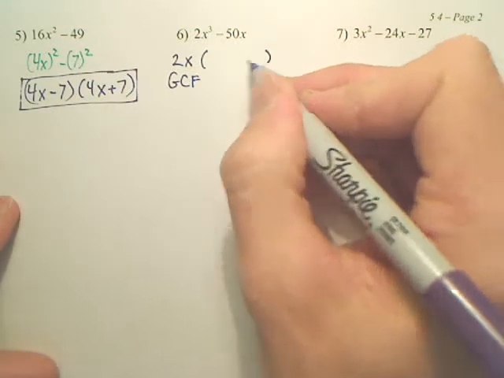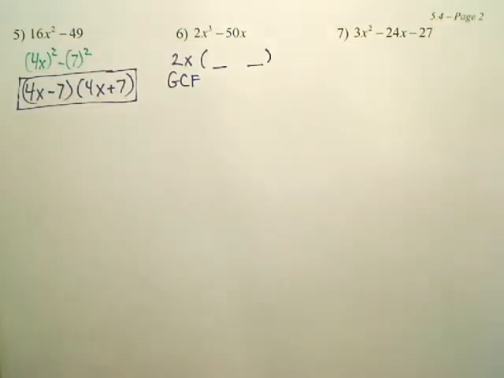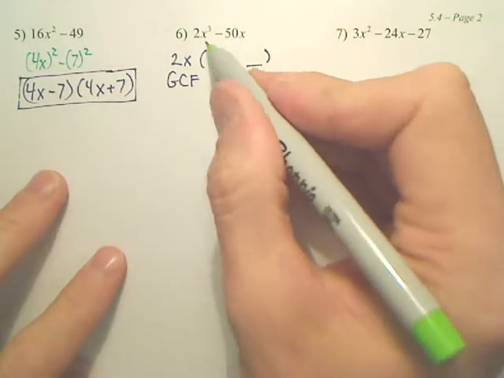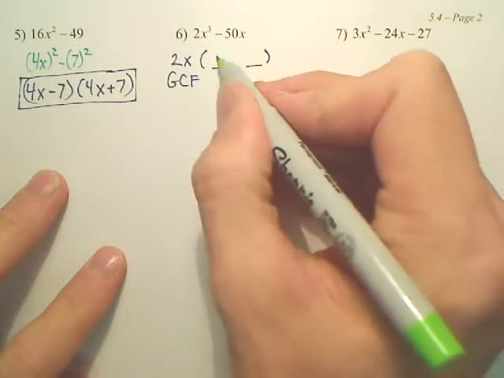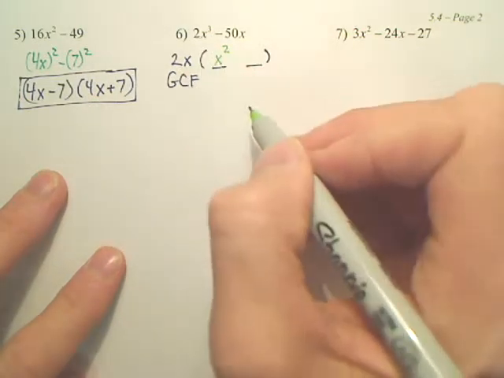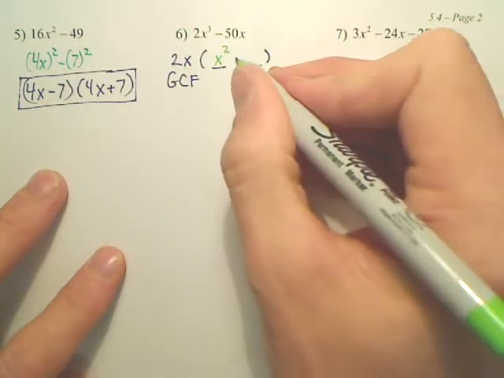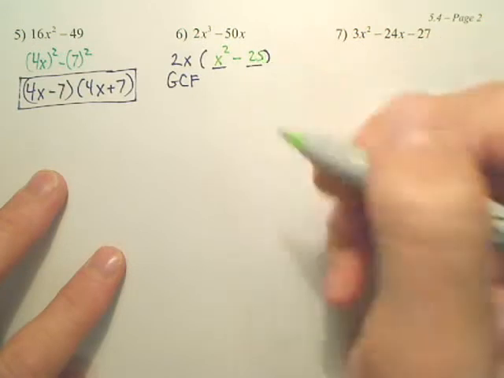Now, we pull the GCF out of it. What's left, once we pull the 2x out of there, 2x times what gives you 2x to the third? X squared. 2x times x squared gives you 2x to the third. 2x times what gives you negative 50x? So, it'd be minus 25, correct?